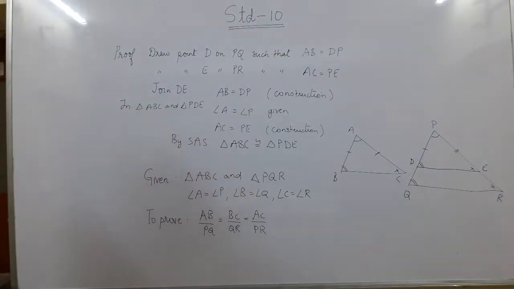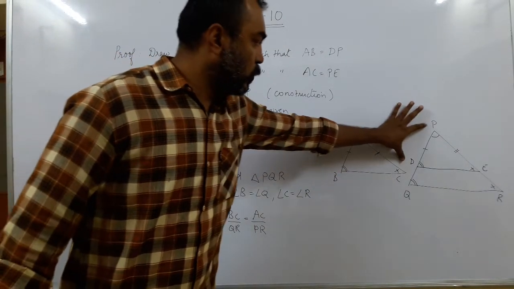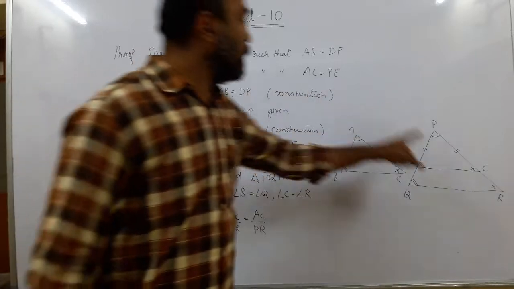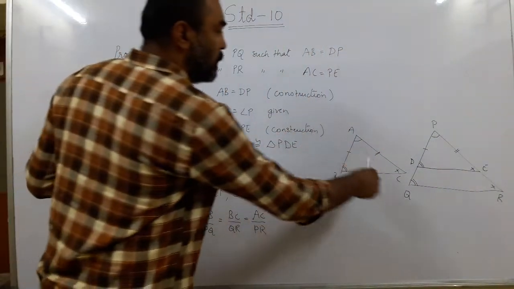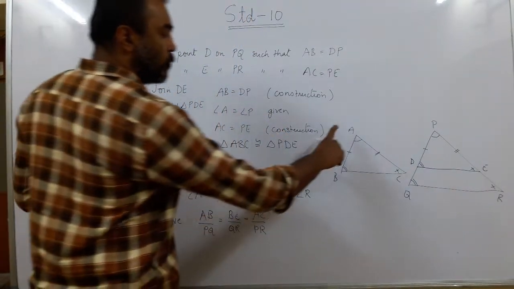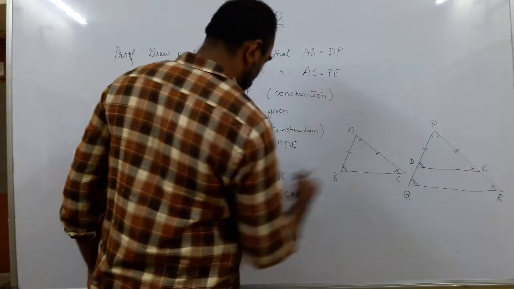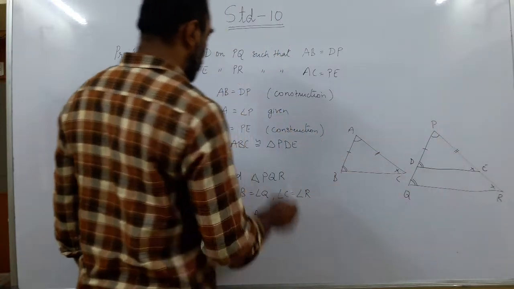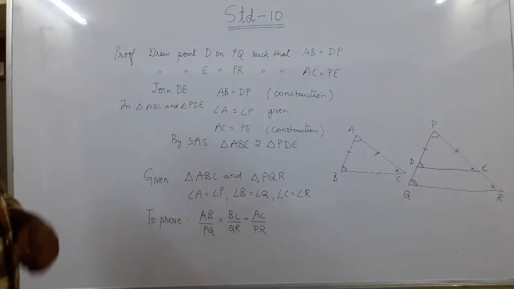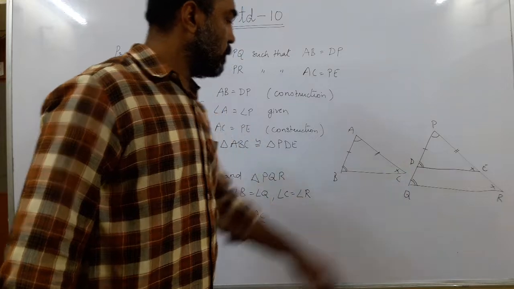And is it clear till here? Have you followed the line of thought? What I did? Drew a point D on PQ such that AB equal to DP. Drew a point E on PR such that AC equal to PE. So now I took the triangle ABC and PDE. I have drawn AB equal to DP. Angle A equal to angle P is given to me. It was already given. And AC is equal to PE. So by SAS, the two triangles are congruent. But if the triangles are congruent, the angles will be equal.